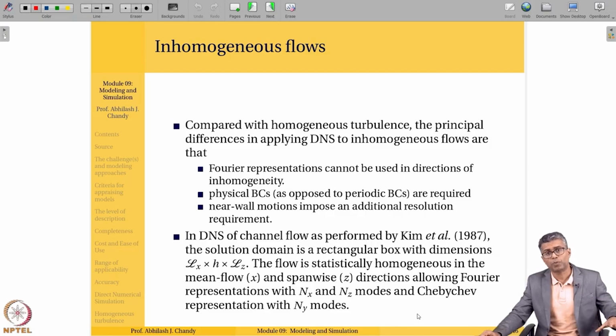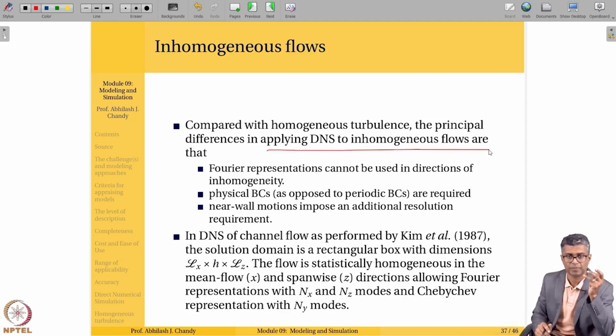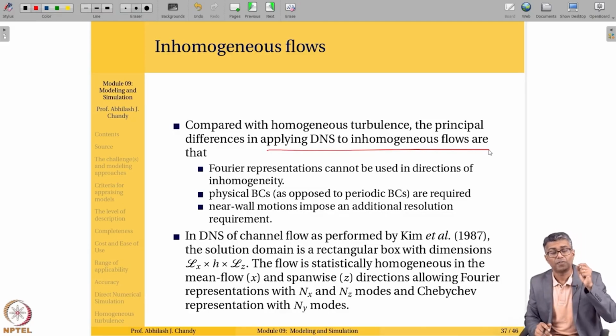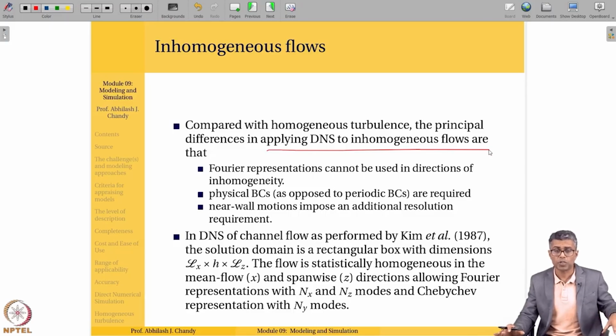So compared with homogeneous turbulence, the principal differences in applying DNS to inhomogeneous flows are, one is obvious, the fact that we cannot use Fourier representations now because you no longer have periodic boundary conditions, because you have directions of what we call inhomogeneity. We are talking about homogeneous turbulence versus inhomogeneous flows. Homogeneous turbulence means what? Nothing is changing with respect to space. So periodic boundary conditions can be applied. You can consider the flow to be periodic. The statistics are not changing with respect to space.